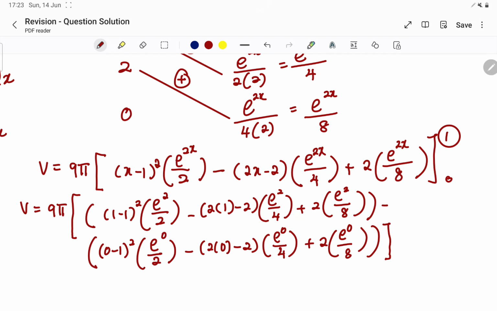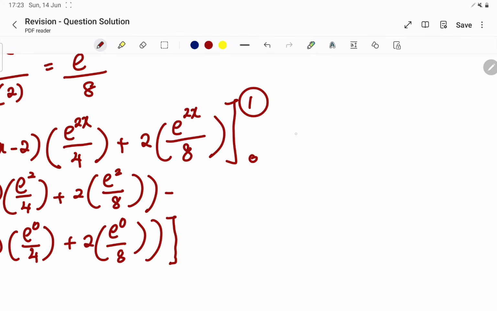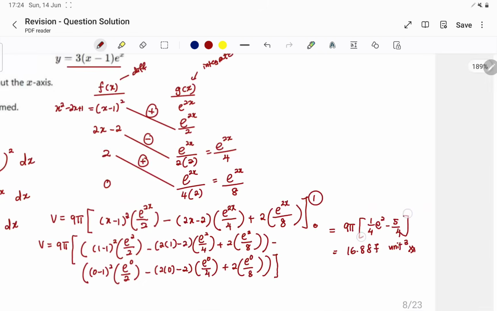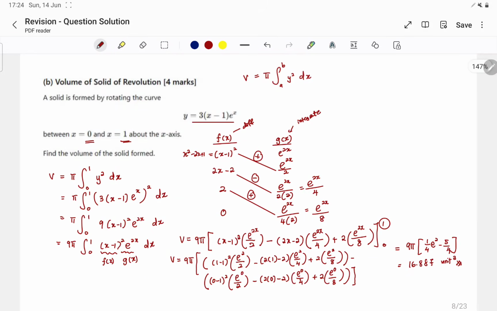You calculate it properly and you will end up with a value of 9 pi multiplied by (1 over 4 e squared minus 5 over 4), which you can change to 16.887 units cubed, because it is volume. So make sure you calculate properly for this one. Alright, that's it for this question. Thank you.